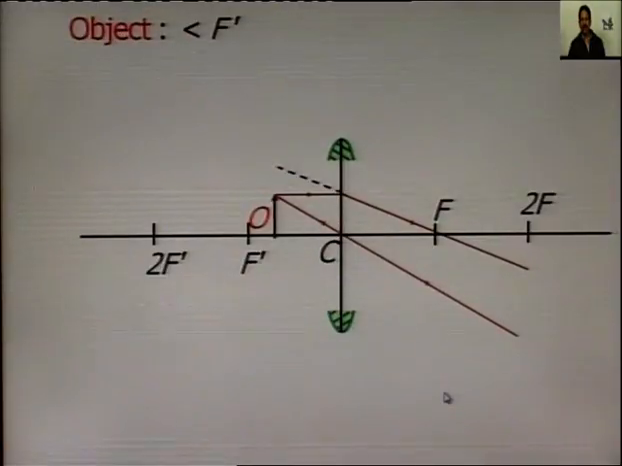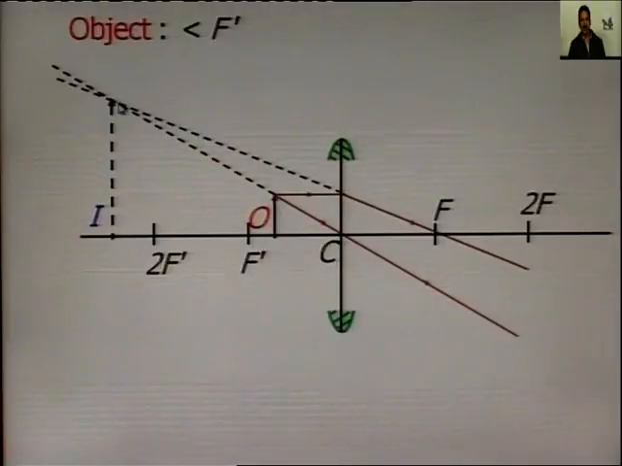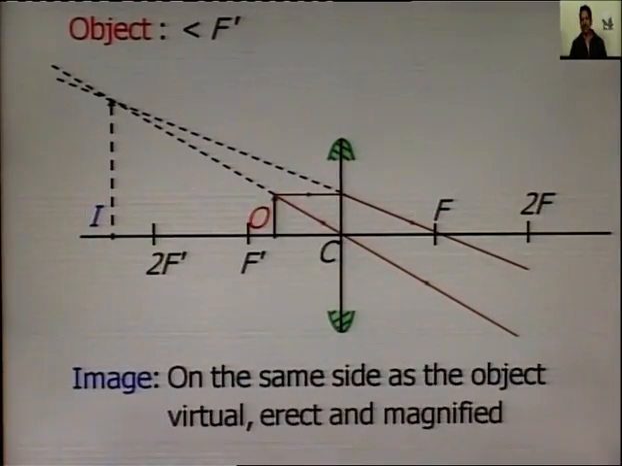But if we extend these rays of light on the other side, they will appear to be coming from a point. So, the image formed in this case is virtual, as the rays of light are not actually meeting, but they appear to be coming from a point. And you can see the size of the image is quite large in comparison to the size of the object, and the image is formed behind the object. So, in this situation, the image is on the same side as the object and it is virtual, erect and magnified.